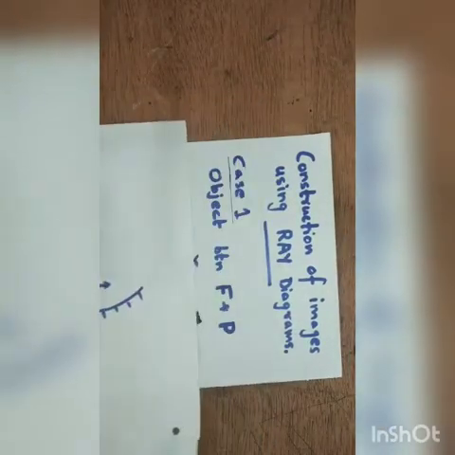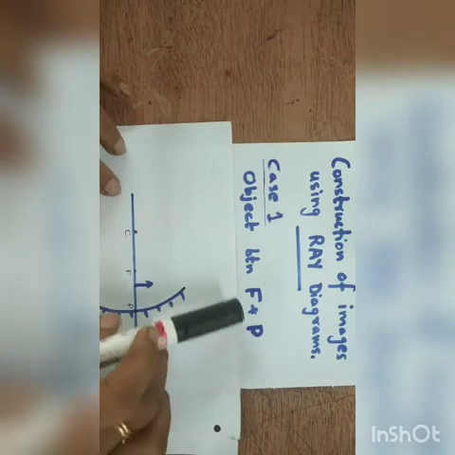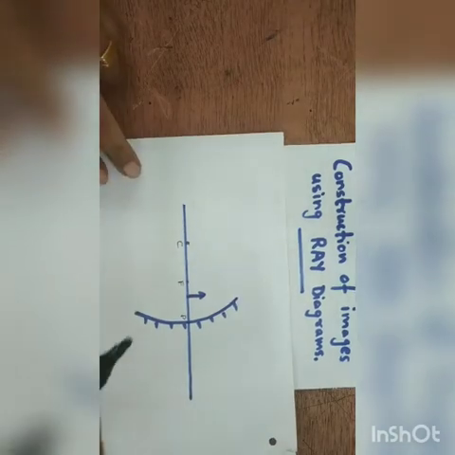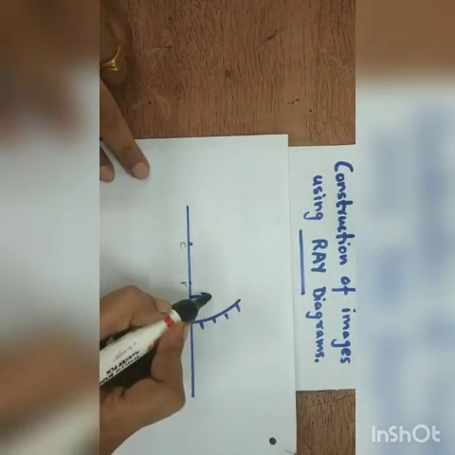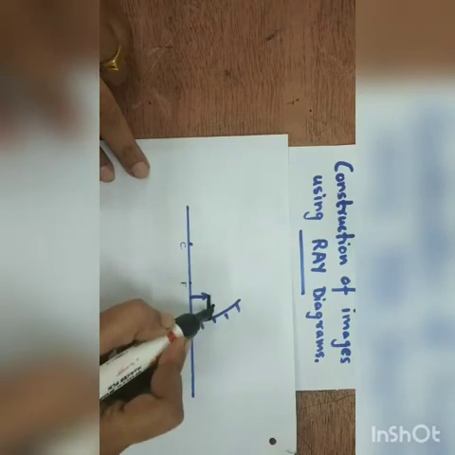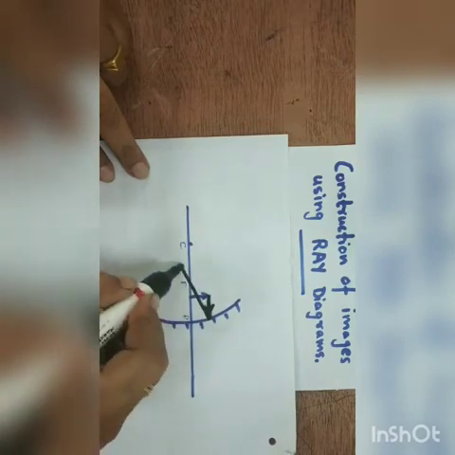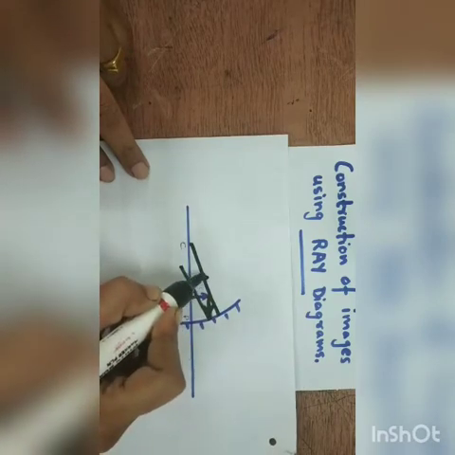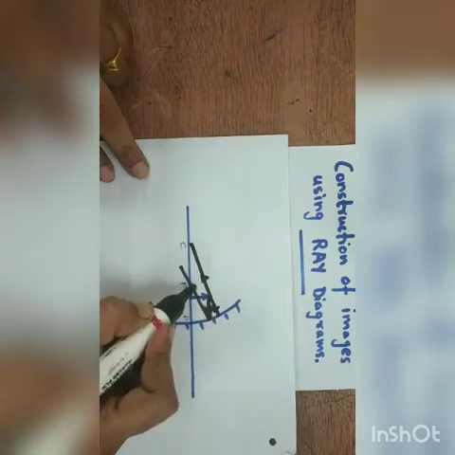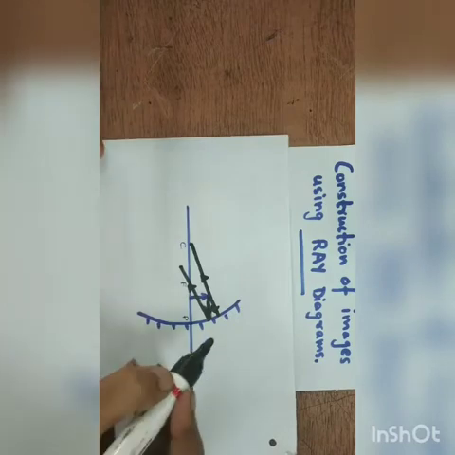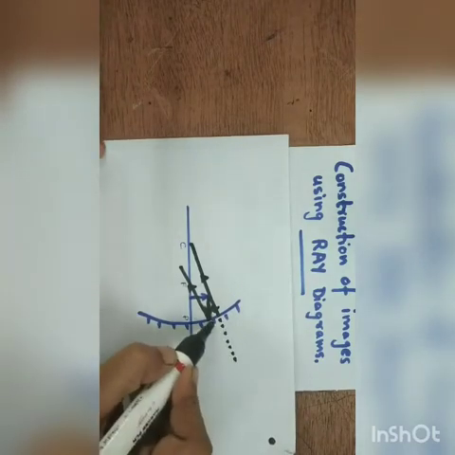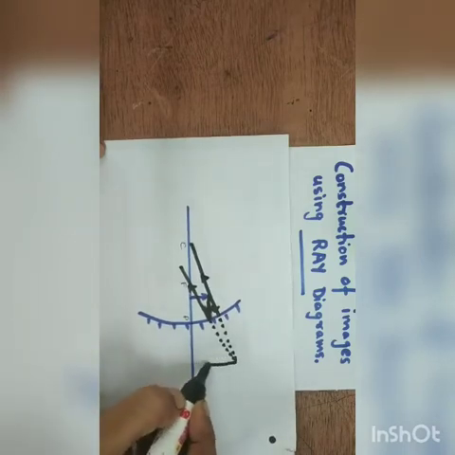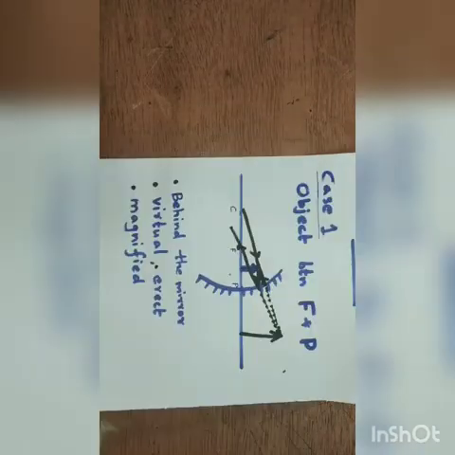First case: when the object is placed between the focus and the pole. For that, we have studied the construction of ray diagrams. A ray passing parallel to the principal axis, after reflection, passes through the focus. And a ray of light passing through the center of curvature, after reflection, retraces its path. And where do these two rays meet? They appear to meet at a point behind the mirror. So this is the point where they are meeting, so this is the position of the image.